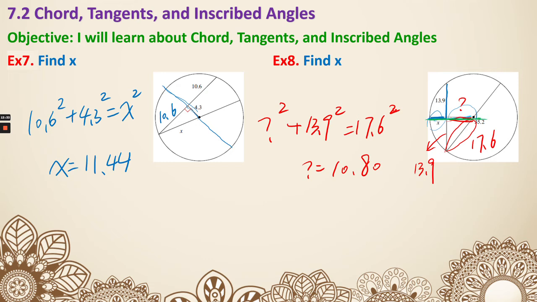And in case you didn't notice, this part, the x and the question mark, actually make up a whole radius. So if I want to find x, I'm going to use the radius 17.6 minus 10.8. That's going to give me x as 6.8. That's example 8.